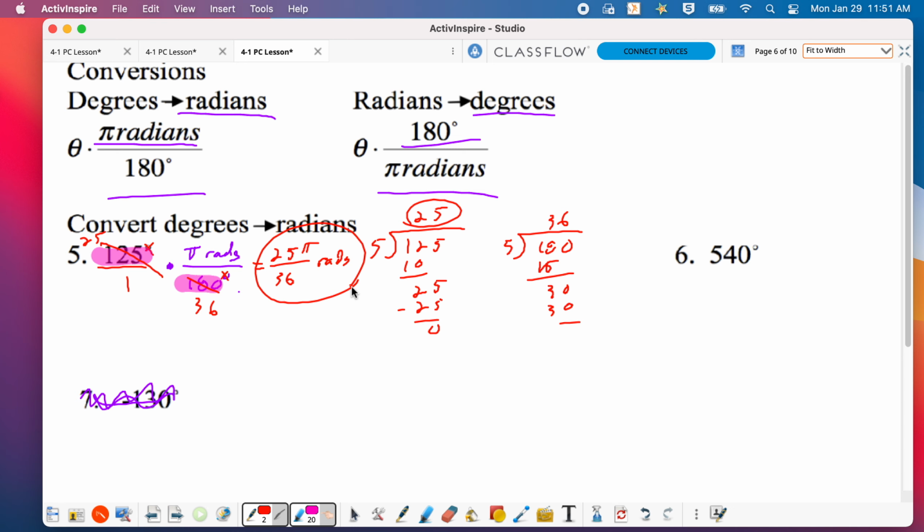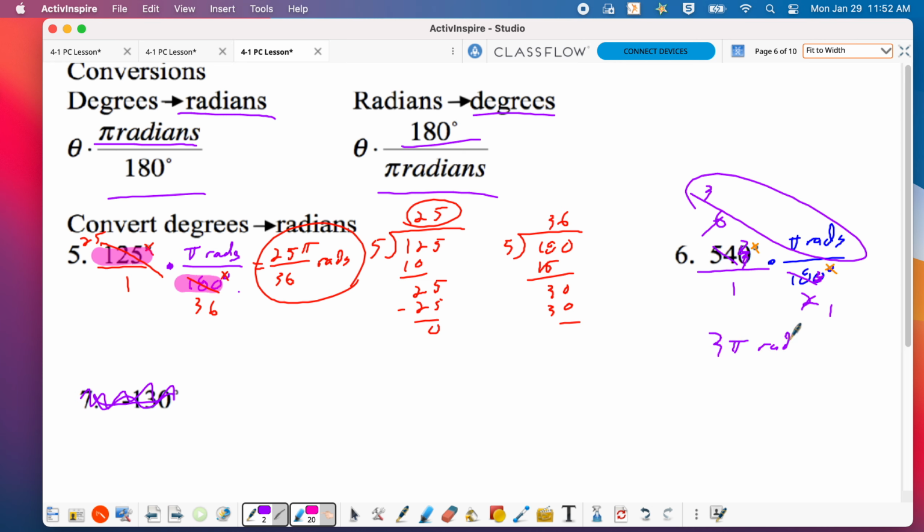So do the same thing for number 6. I want to get rid of degrees, so 180 degrees over pi radians, or under pi radians. I'm going to cancel. The first thing I'm going to cancel is the degrees. And the next thing I'm going to do is take a 10 out of both of these, which makes my 0 disappear. 54 and 18, I see 9 goes in, which is a 6 and a 2. 6 over 2 is a 3 and a 1. So my answer is 3 pi radians.